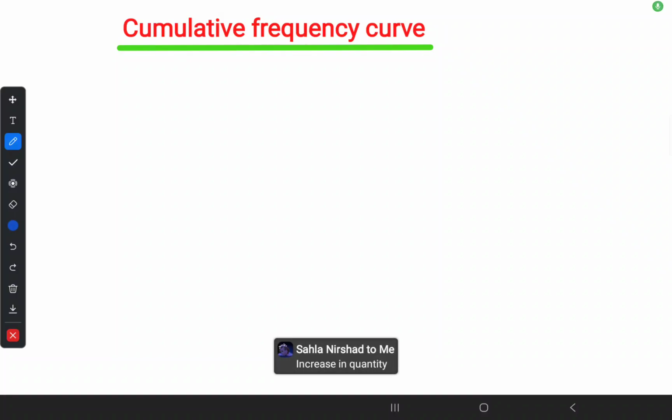Here we are going to discuss the cumulative frequency curve. Cumulative means sum of the previous ones. Okay, sum of the previous ones. I will use an example.